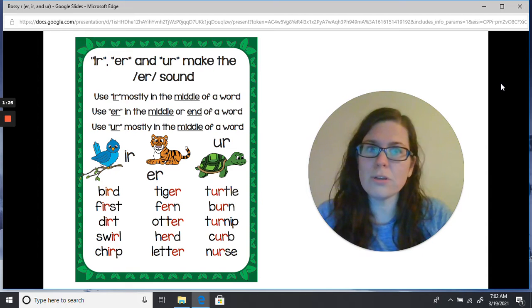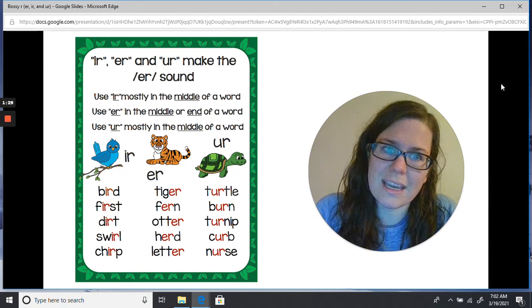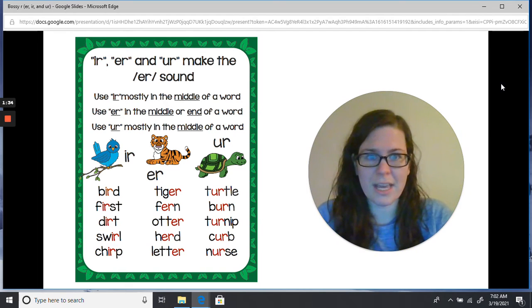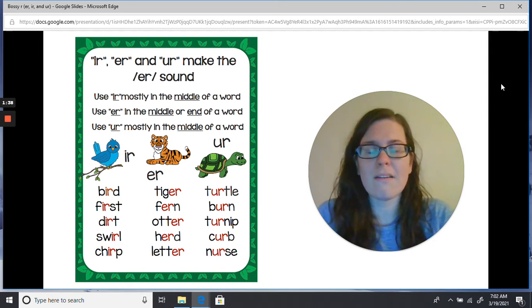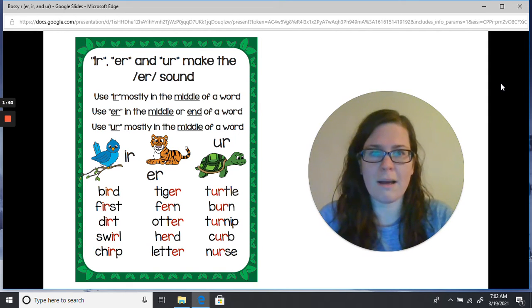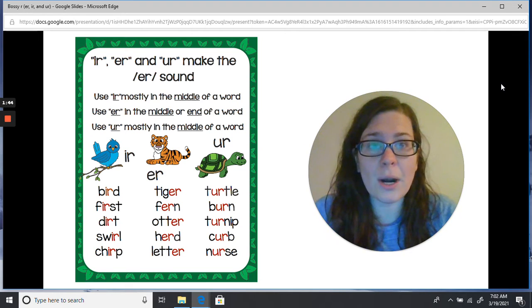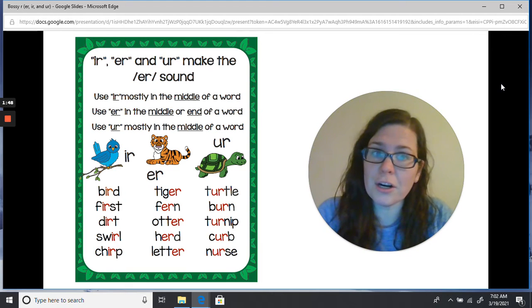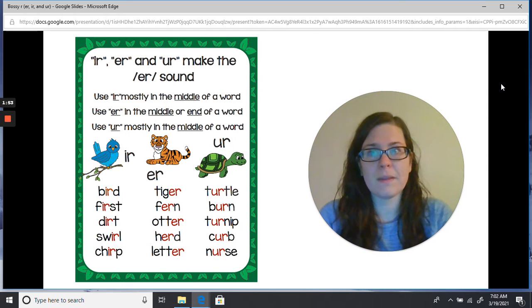So, how do you know which one to use? Well, that's tricky. This is going to be a lot of just figuring it out and learning it. But here are a few clues as to what vowel R combination you use. So, you use IR mostly in the middle of words. So if you hear that sound in the middle of the word, it probably might be IR.